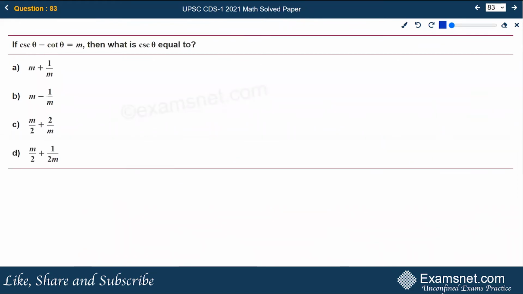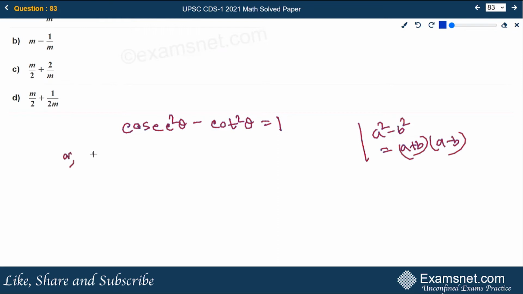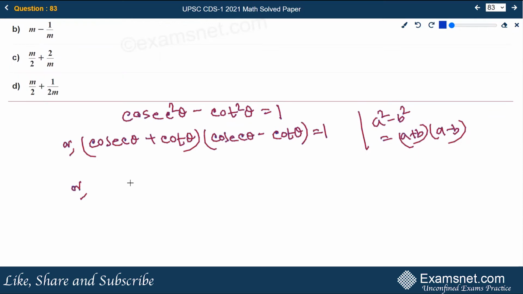In question number 83, we are given cosec theta minus cot theta equals m, then what is the value of cosec theta? We know from the standard identities that cosec square theta minus cot square theta equals 1. So there is a formula, a square minus b square will give us (a plus b)(a minus b). With the help of that formula, further I can write (cosec theta plus cot theta)(cosec theta minus cot theta) equals 1. Here we are already given the cosec theta minus cot theta value. So cosec theta plus cot theta equals 1 by m.